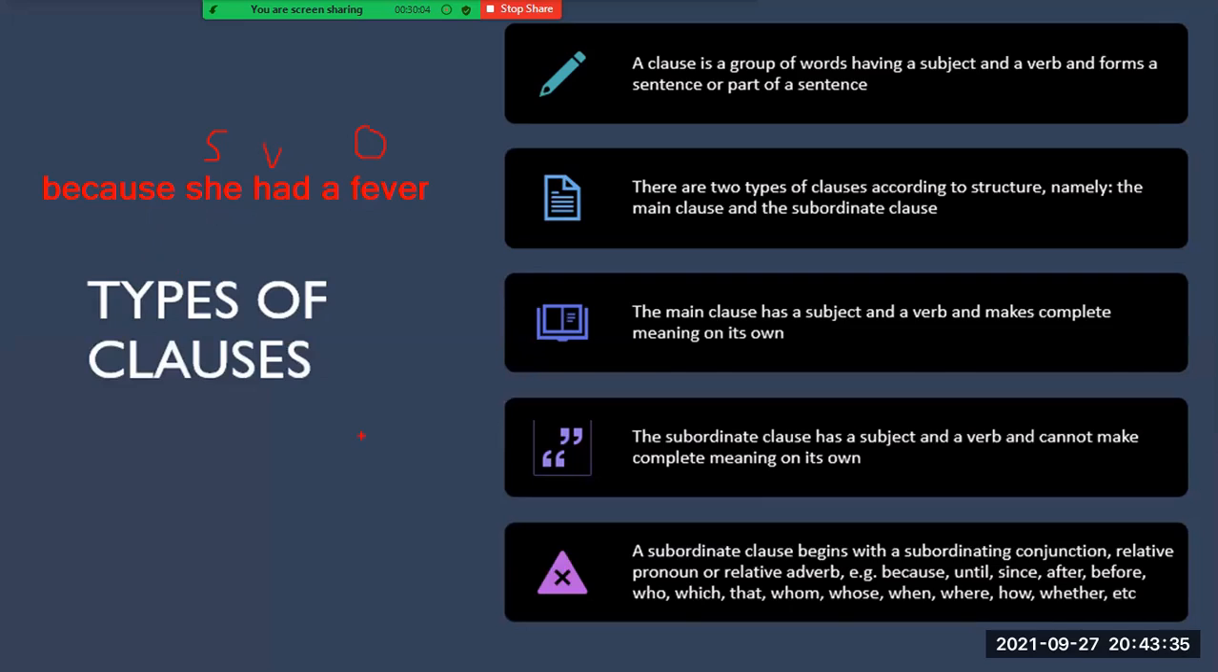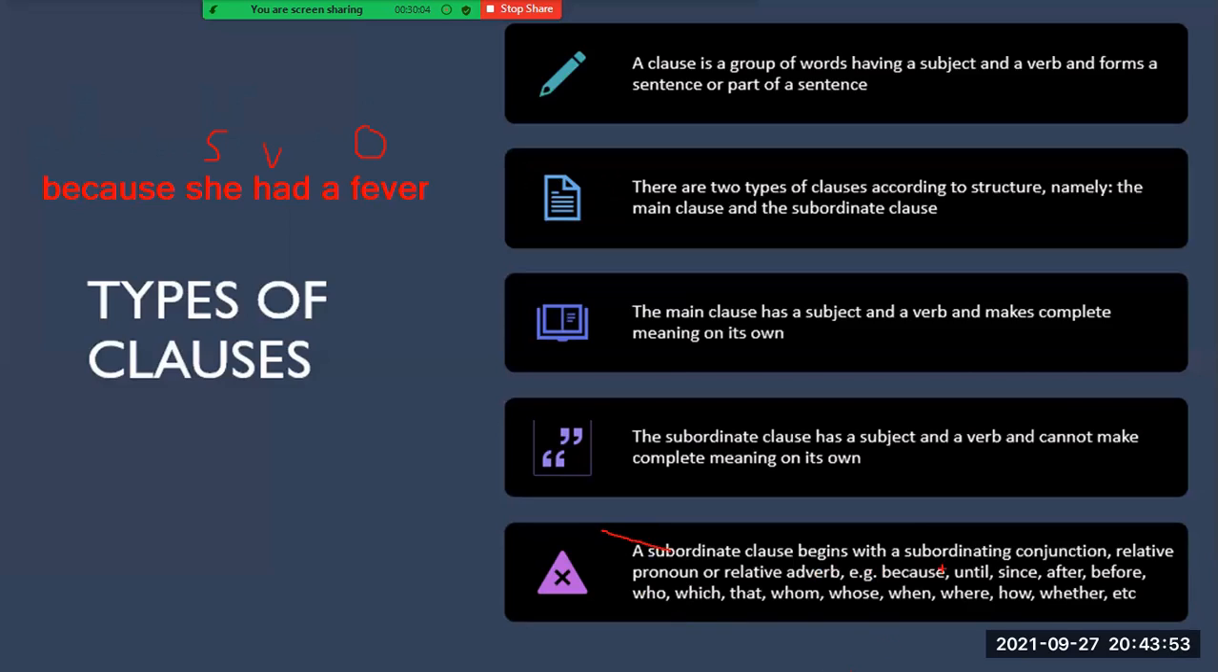All right? So now a subordinate clause begins with a subordinate conjunction, a relative pronoun or a relative verb, such as because, until. All right, so you can see that quite clearly here.